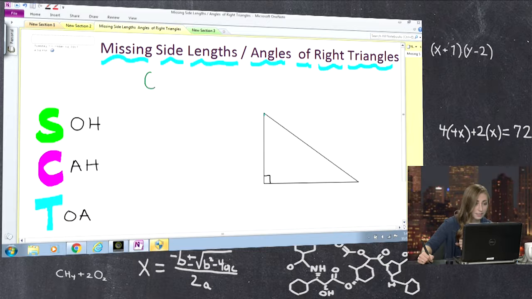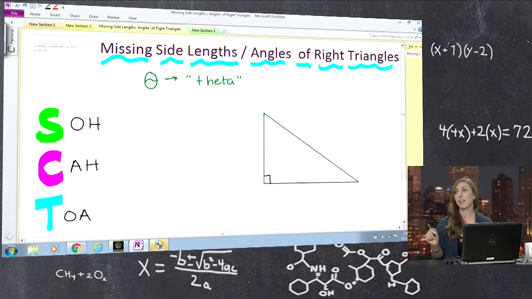you too much. This guy here is called theta. And theta is a variable, just like x. And we use theta to represent missing angles. So you're going to see that in the trig definitions in a minute, and I wanted to make sure you knew so I didn't confuse you too much.